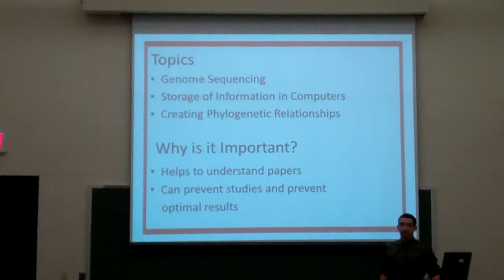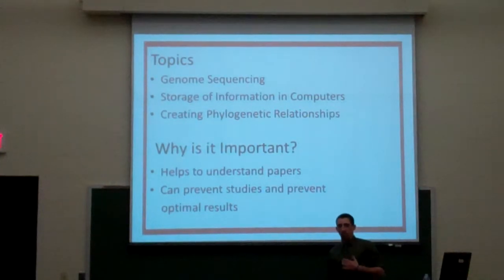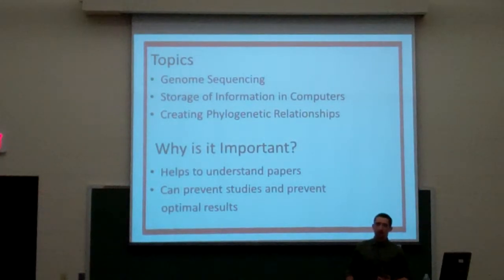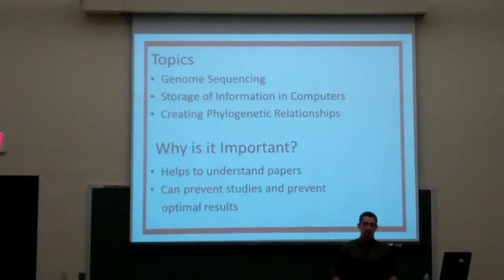The topics I'll be talking to you about today are genome sequencing, storing of information in computers, and creating phylogenetic relationships. Now you might ask, why is this important? Why do we need to know about this? It helps to understand papers. So if you're doing a paper on infectious diseases or some type of evolutionary system, this comes from genome sequencing. That's the most basic form. It's all the way down to the basic nucleotides that make up DNA.